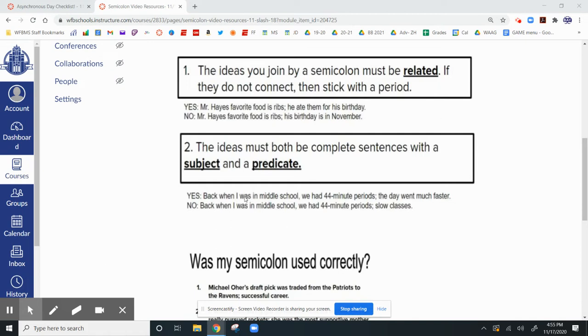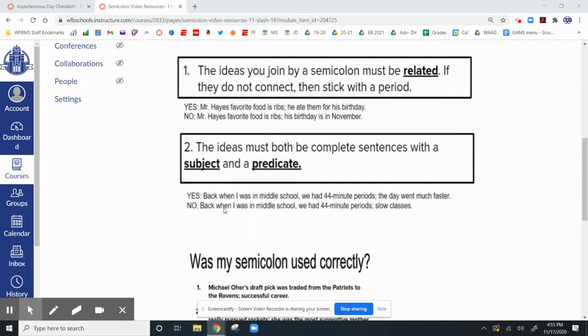I being the subject here, was being the verb, and clearly there's a predicate. Well, what about? I was in middle school, we had 44-minute periods. We're good. The day went much faster. The day is the thing. It's the subject. Well, what about the day? The verb is went. It went much faster. We're good on both sides.